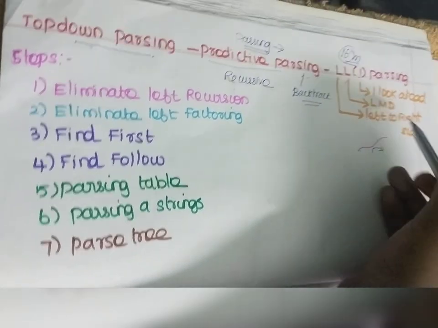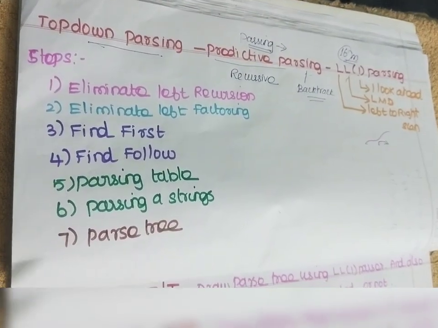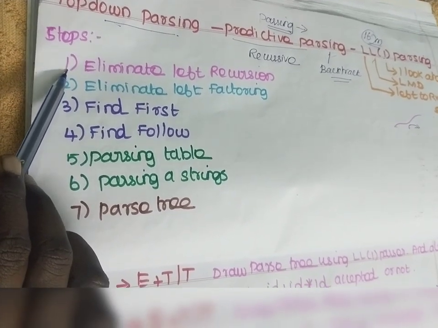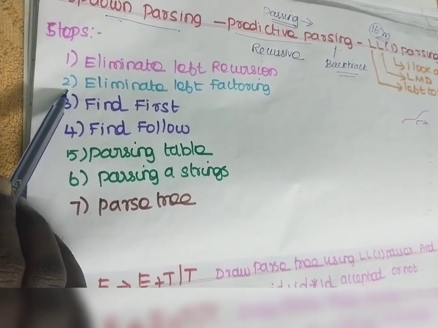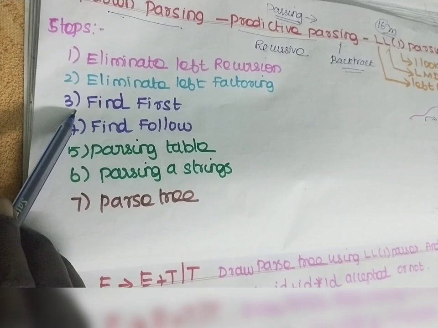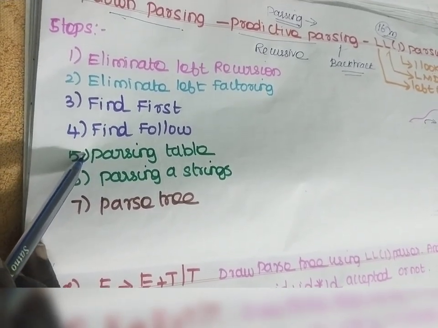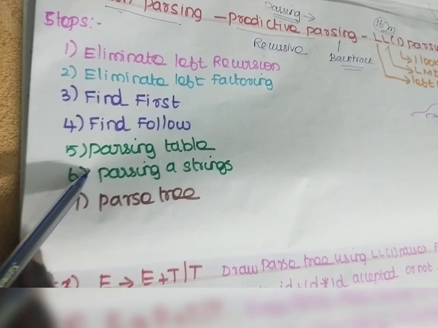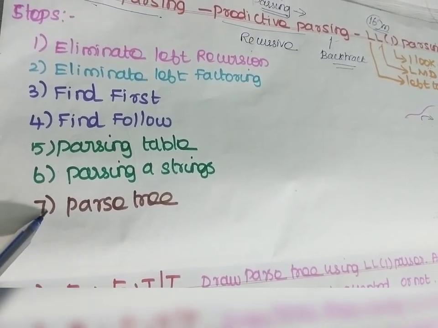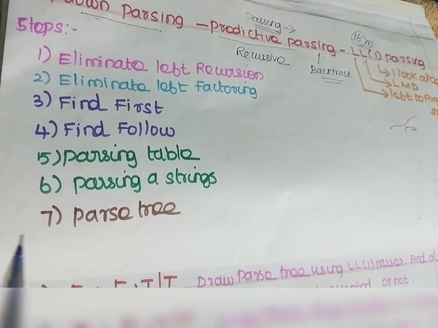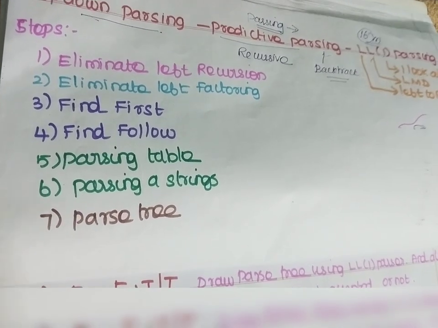For predictive parsing there are 7 steps. First step, eliminate left recursion. Second step, eliminate left factoring. Third step, find first. Fourth step, find follow. Fifth step, parsing table. Sixth step, parsing strings. Seventh step, parse tree. We need to complete all 7 steps, and we will do each and every step.